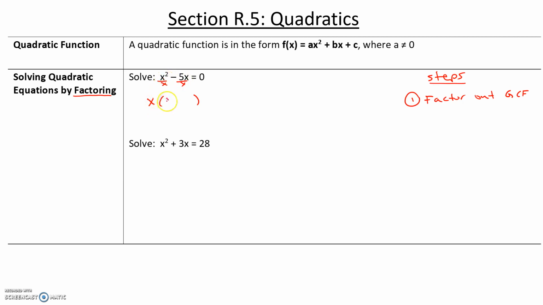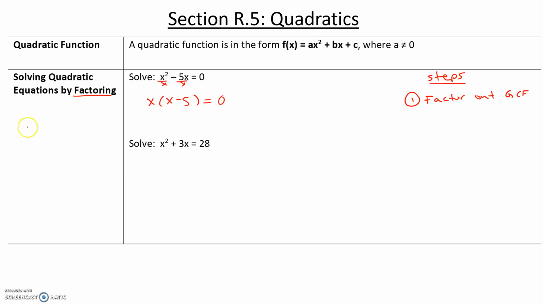x² divided by x is x. 5x divided by x is just simply 5. If you want to check to see if you did it correctly, x times x is x², x times -5 is -5x. When you distribute, you should get what you started off with, which is correct. Okay, so we had x(x - 5) = 0. Now this is factored, so we don't have to go to step 2.